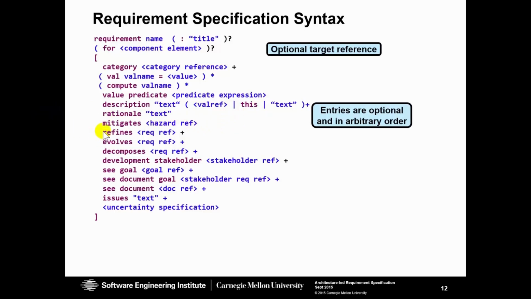And we have references to refines, referencing other requirements that we are refining, referencing error sources in an EMV2 specification to identify those that are being mitigated by a particular requirement specification, and so on. And as usual, we have an issue statement where people can write down multiple issues as they encounter them, and then we have an uncertainty specification, the syntax of which I haven't shown here in detail, but it allows you to annotate uncertainty indicators as we have shown in an earlier slide.